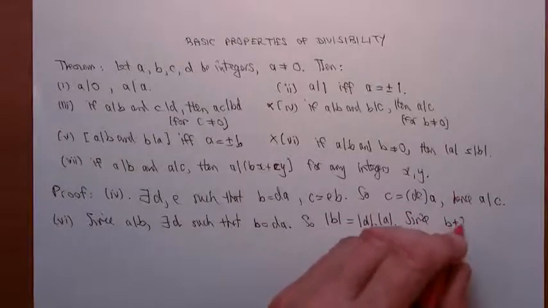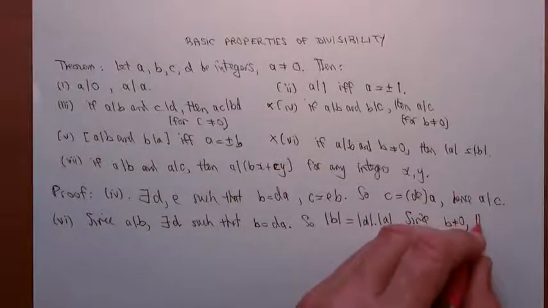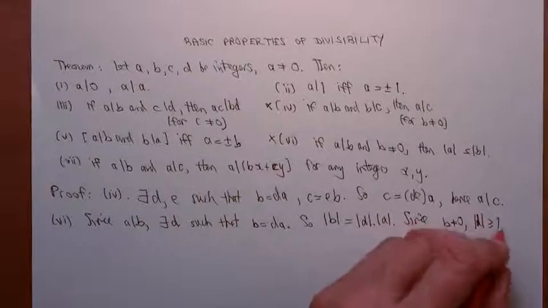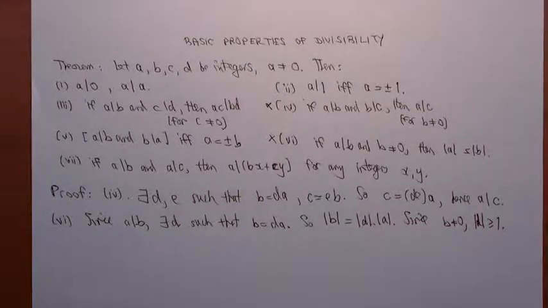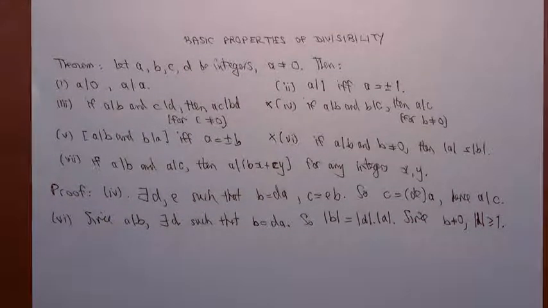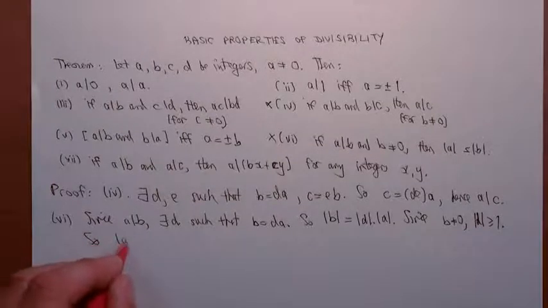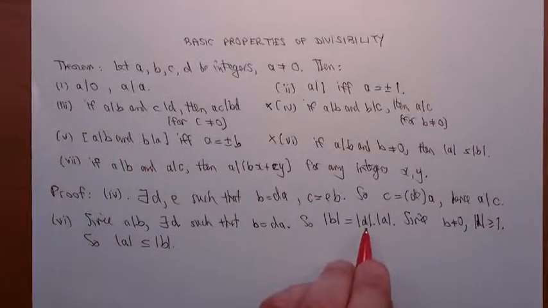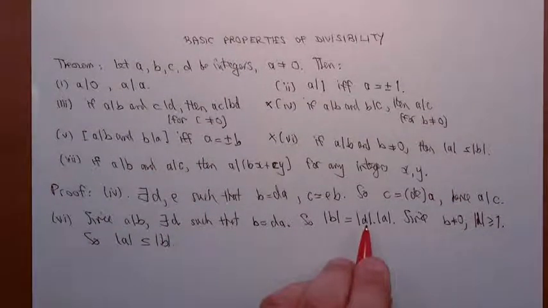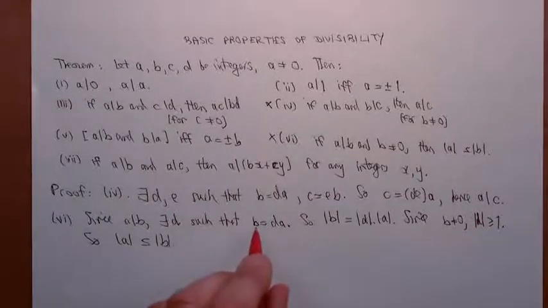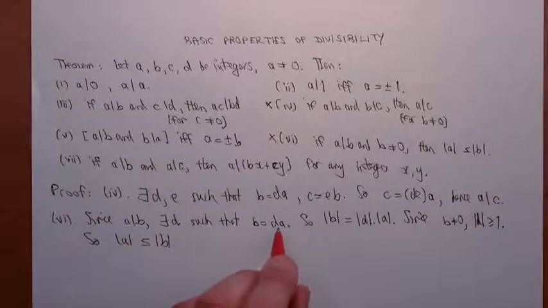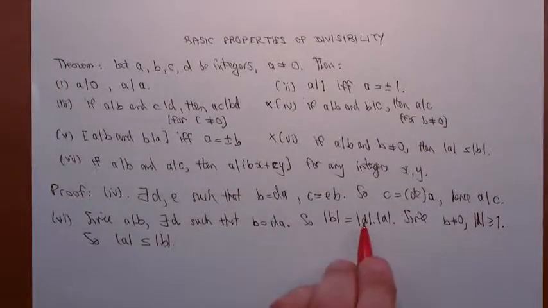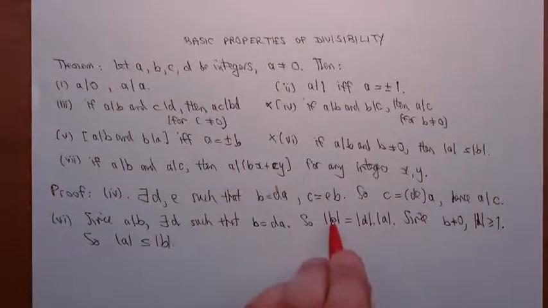And since B is non-zero, we know that the absolute value of D will have to be greater than or equal to 1. So the absolute value of A is less than or equal to the absolute value of B. See, B is non-zero, so D can't be 0, so its absolute value is greater than or equal to 1, and if the absolute value of D is greater than or equal to 1, then the absolute value of A has to be less than or equal to the absolute value of B.